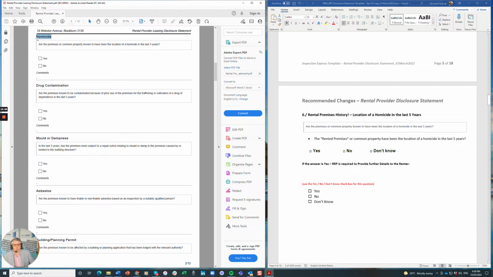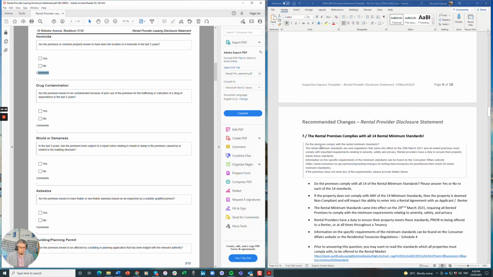So again, I'm trying to make the document easier to read. And in this one, it just says yes or no. What we need to be doing is yes, no, or don't know. So here there's 3 options, yes, no, or don't know. And then underneath there, if the answer is yes, the RRP is required to provide further details to the renter. That's what gets put into there. Okay, so that's a homicide.